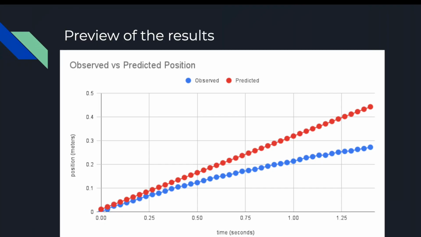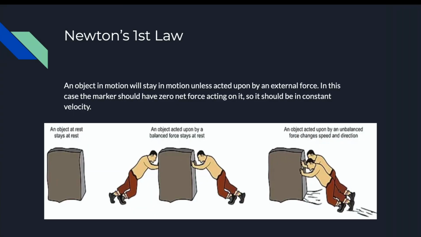So here is a preview of the results. You can see that the observed data appears to diverge from the predicted data as time goes on, showing that there are some external forces acting on the object.